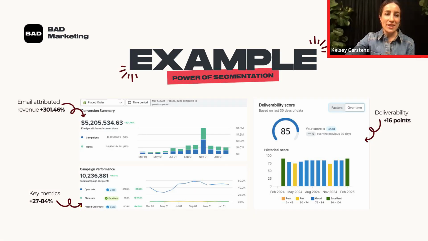Last piece here on this brand, just also showing over time the power of what segmentation has done for deliverability, increasing it by about 16 points, seeing those key metrics also improve on the way up 27 to about 84%. And then that email attributed revenue also increasing over 300%. So segmentation makes a difference. It's time consuming up front, but as you can see, it really is worth it.